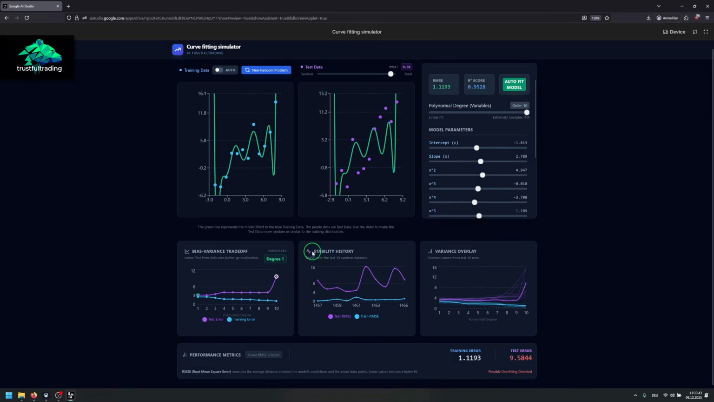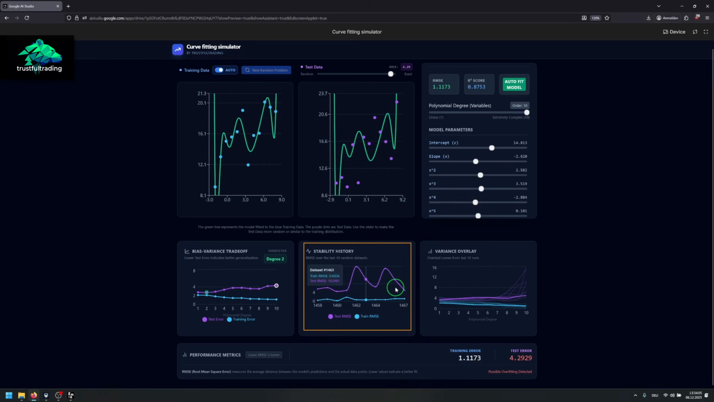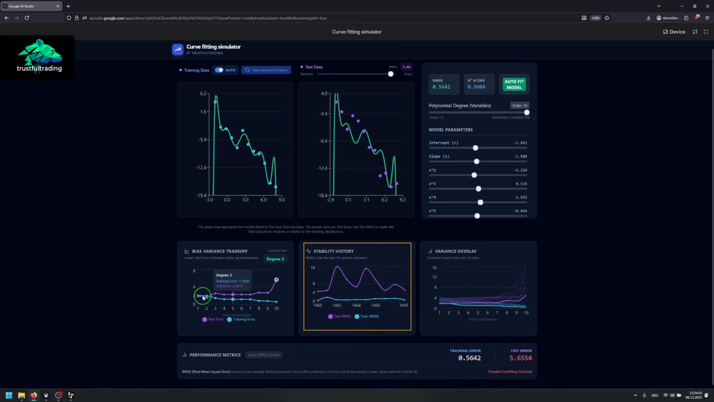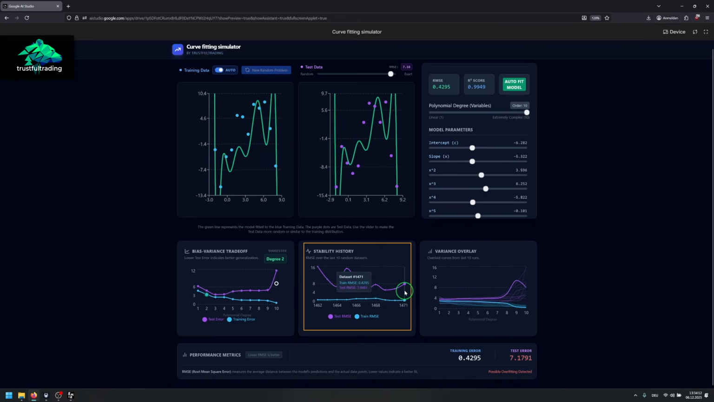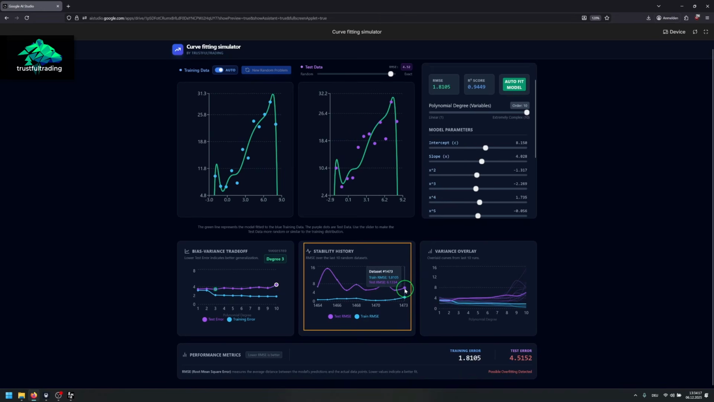Next chart here just shows the stability basically. So this just plots always the lowest value for the test and training error. I can show you this when I click the auto mode again. You can see it always uses the lowest, the green dot basically here, to plot the values here in the chart.